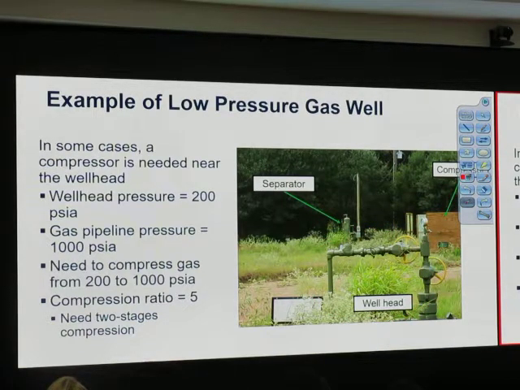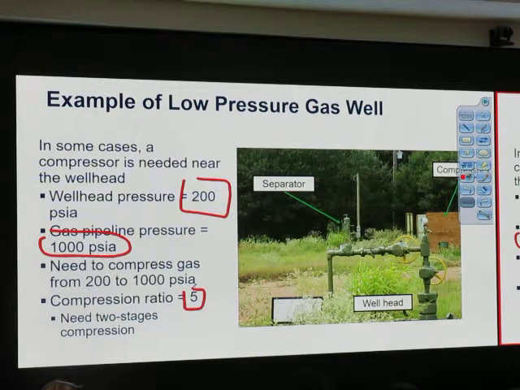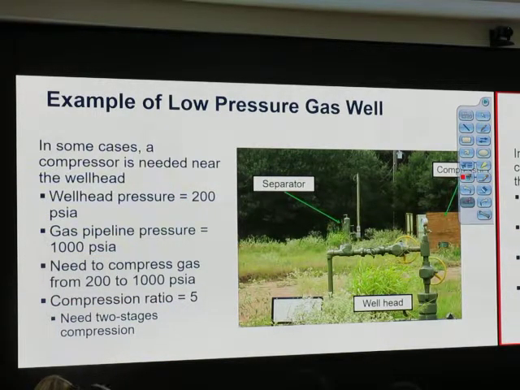Right? In this case, it's an example of a low pressure gas well. Wellhead pressure is just 200 psia. Gas pipeline is 1000 psia. We need to somehow go from 200 psia to 1000 psia. That is multiplied by 5, right? That ratio of 5, we call it compression ratio. A compression ratio of 5 is a little bit too much, so the recommendation is to use two stages of compression. Okay, you get the idea of compression ratio.